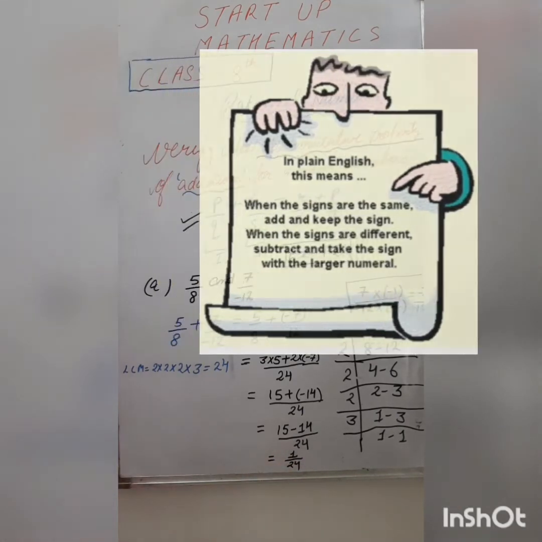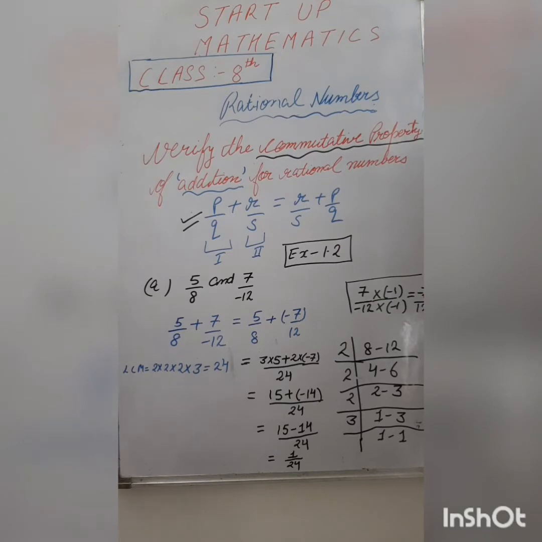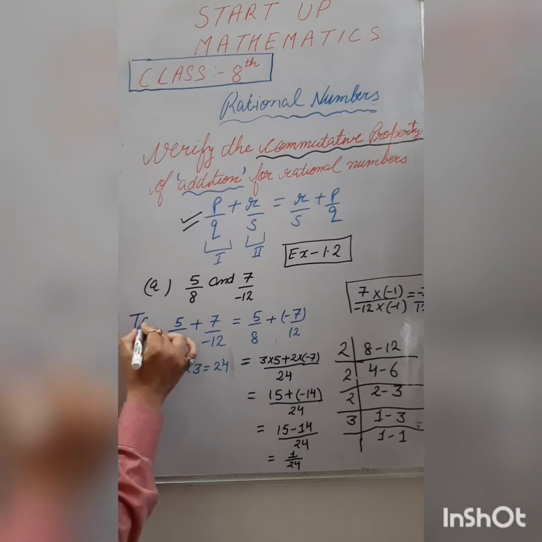So this is the order in which we are writing the two rational numbers: 7 by minus 12 is added to 5 by 8. This is the first part that we have taken.